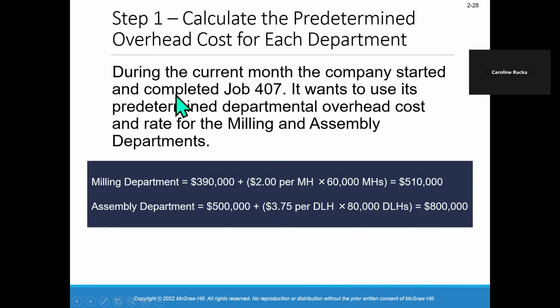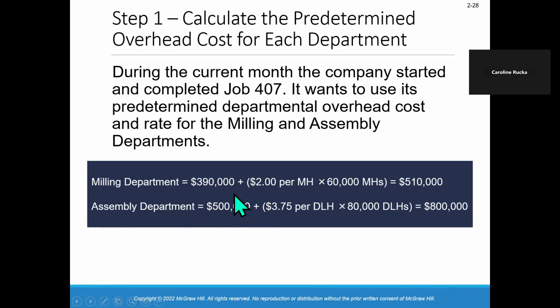Now, let's calculate the predetermined overhead cost for each department. For the current month, the company started and completed job 407. It wants to use the predetermined departmental overhead cost and rate for milling and assembly. So the milling department has 390,000 in fixed costs, and then we allocate $2 per machine hour times 60,000 machine hours. That's going to be 510,000 for the year.